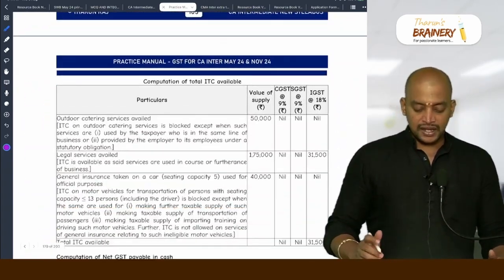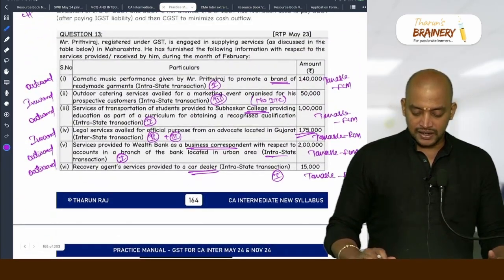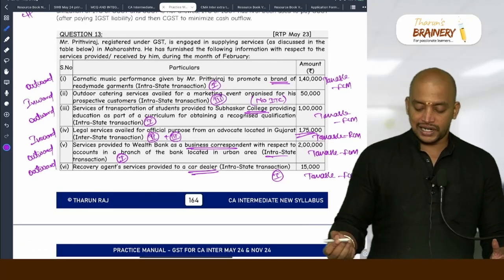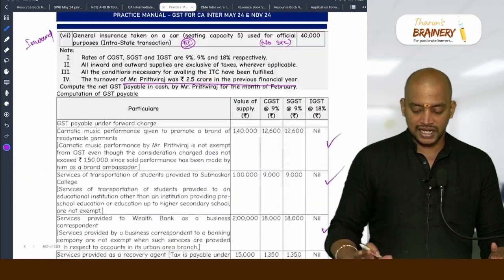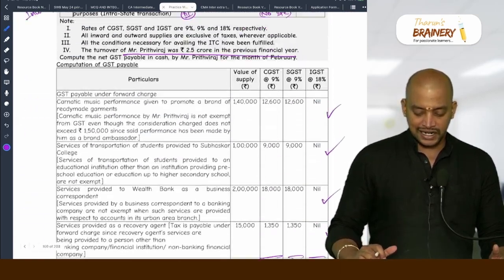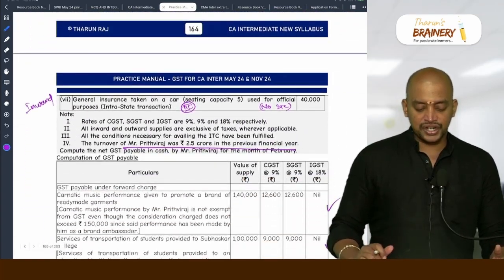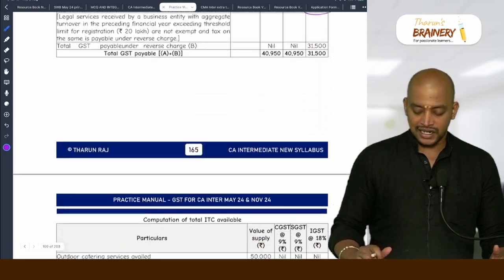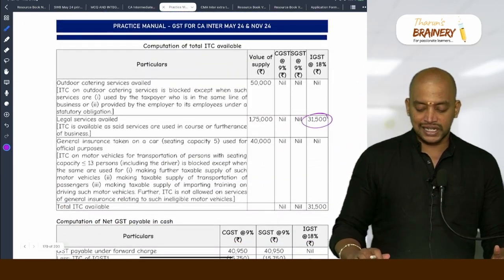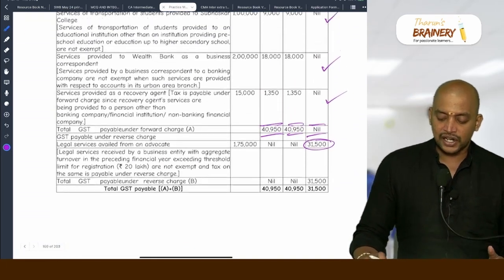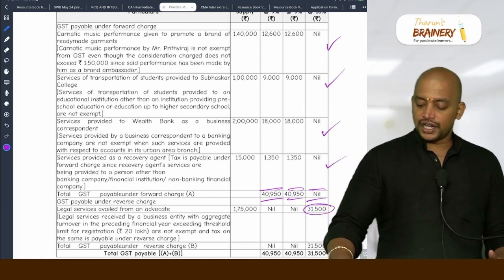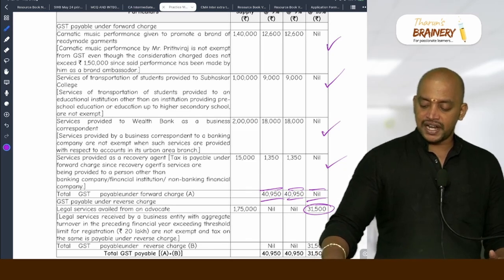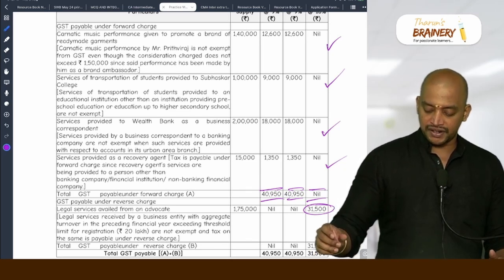No. So first inward supply, outdoor catering, but we cannot take ITC. Next inward supply, legal service, we can take 31,500. Next inward supply, general insurance, but we cannot take ITC. So only 31,500. Now this 31,500 you can set off with CGST, SGST liability. So 40,950, 31,500 we will divide equally, 31,500 divided by 2, 15,750.